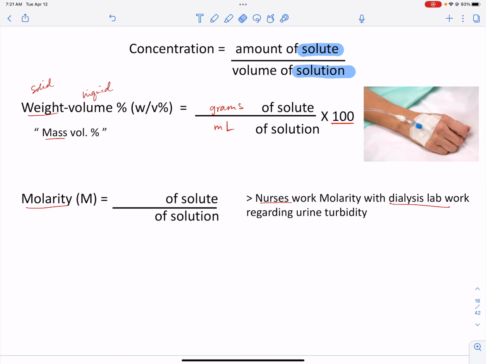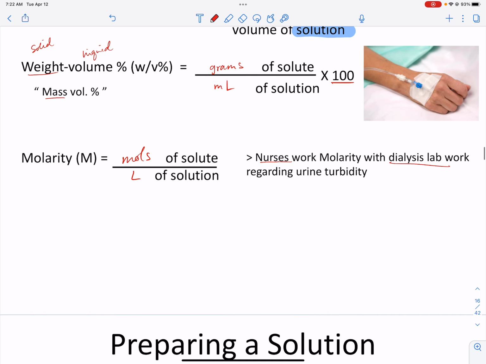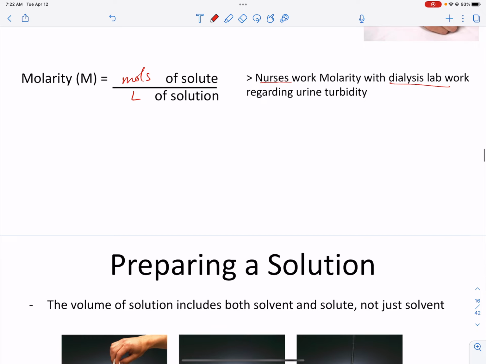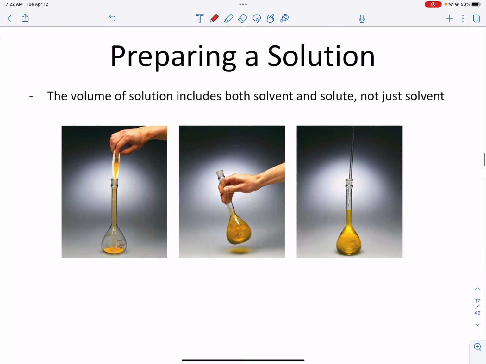So molarity, you can abbreviate molarity with a capital M, but it is moles of solute per liter of solution. And you guys are familiar with what a mole is, and obviously a liter. So just know that these 2 equations have different units, and let's do some practice problems with these. Well, after I give you the details on how to properly prepare a solution.